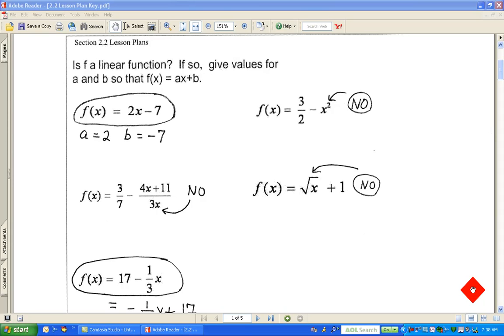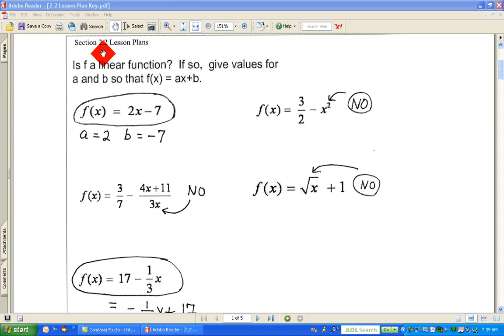Okay, ladies and gentlemen, we're looking today at the 2.2 lesson plans for Math 1033, and the page that I have in front of me is asking me to determine if the function given is a linear function, and if so, it wants me to give the values for a and b so that the function f of x equals ax plus b.